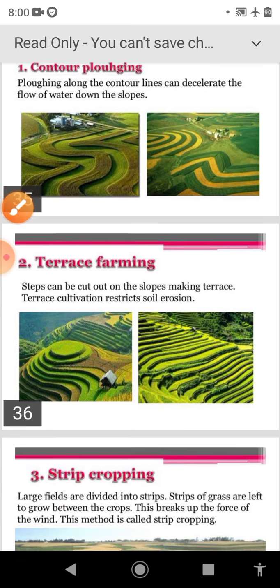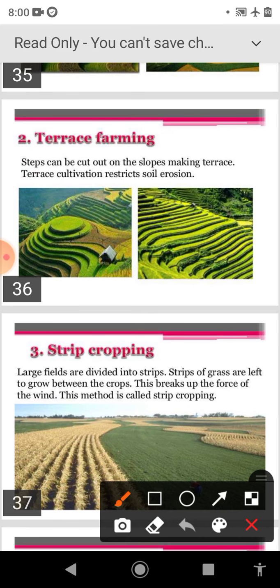Then the next one is terrace farming. This type of farming is also practiced in hilly areas. In this type of farming, the slope of the hill is converted into stair-like structures, and as these stairs restrict the fast flow of the stream of water, this process restricts soil erosion.